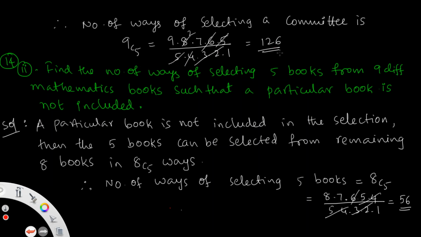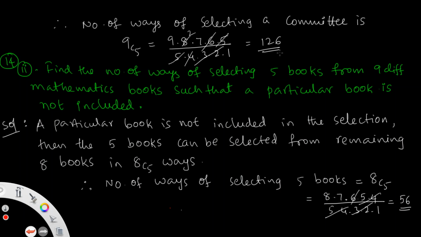So including a specified person in a committee means that person should always be in the committee. Out of the 6 people, one person is fixed and the other members are chosen from the rest. The total number of persons is 10, and 10 minus 1 is 9. Selecting 5 members out of 9 can be done in 9C5 ways. So this is question number 14(1).